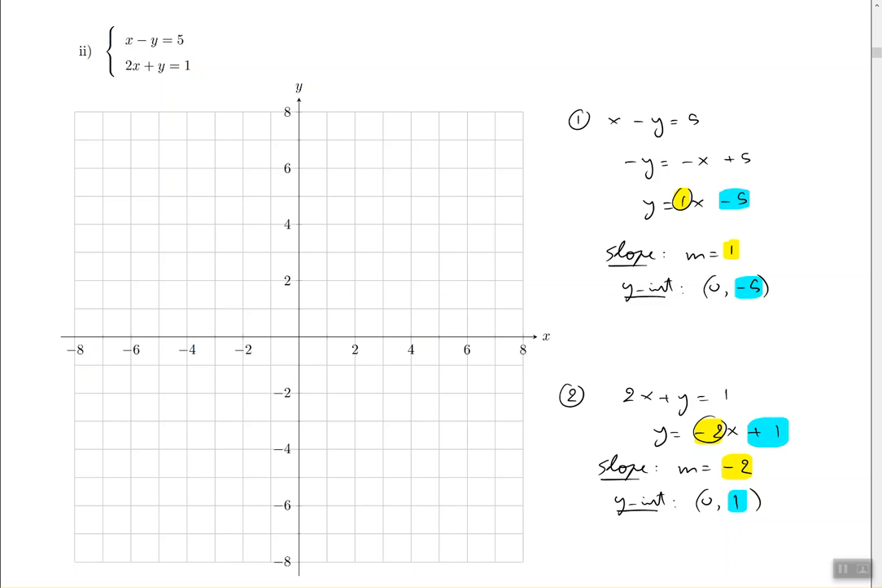So I started by isolating the variable y by itself on both equations, and I determined the slope and the y-intercept for each one of those problems. So the first equation has a slope of 1 and a y-intercept of (0, -5).